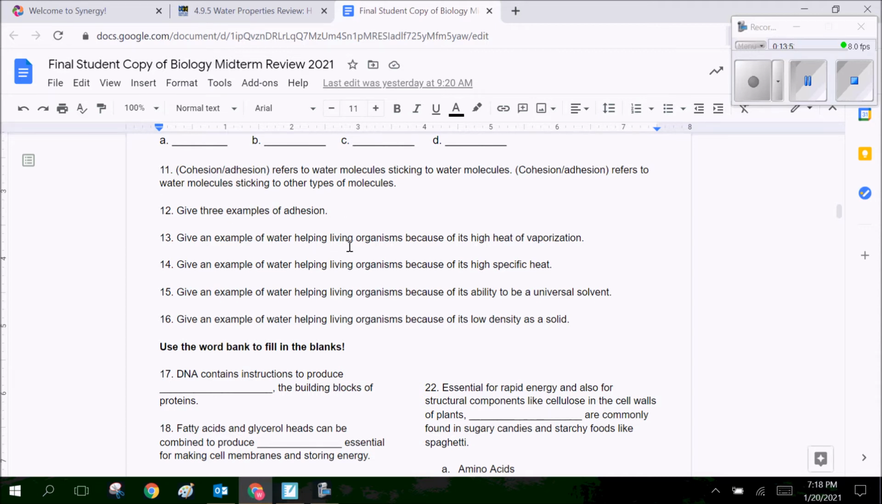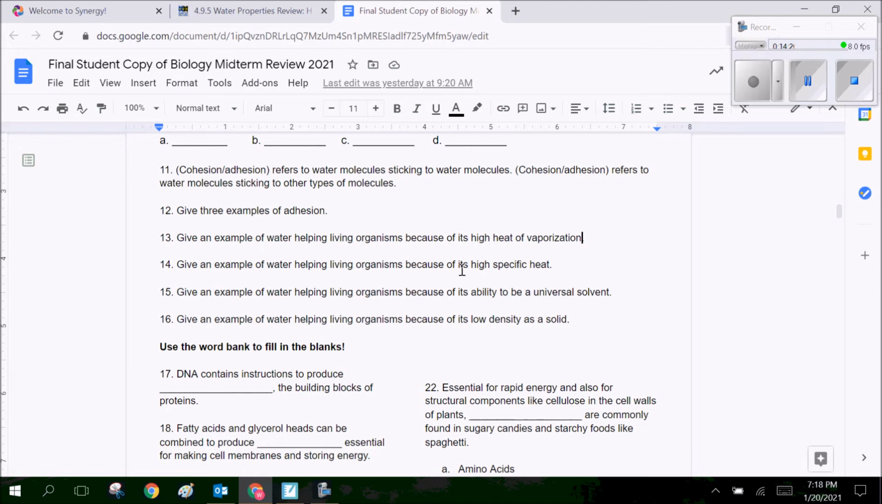Give an example of water helping living organisms because of its high heat of vaporization. Okay, this basically means that it takes a lot of energy to heat up water enough to be able to evaporate. So a great way that water helps organisms through this is through sweat. When an organism sweats, because the water on the surface of their skin can absorb so much heat before it evaporates, it can actually suck the heat out of their body in order to cool them down. So that's how sweat helps them cool down. We call that evaporative cooling, and it's a great thing.